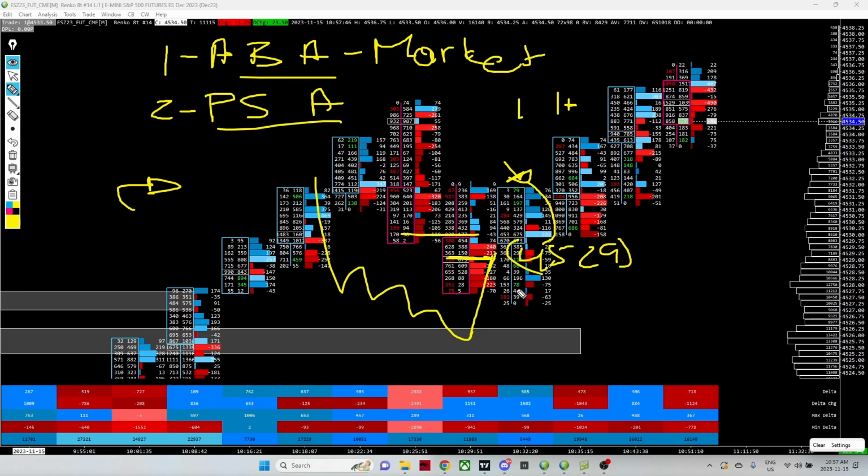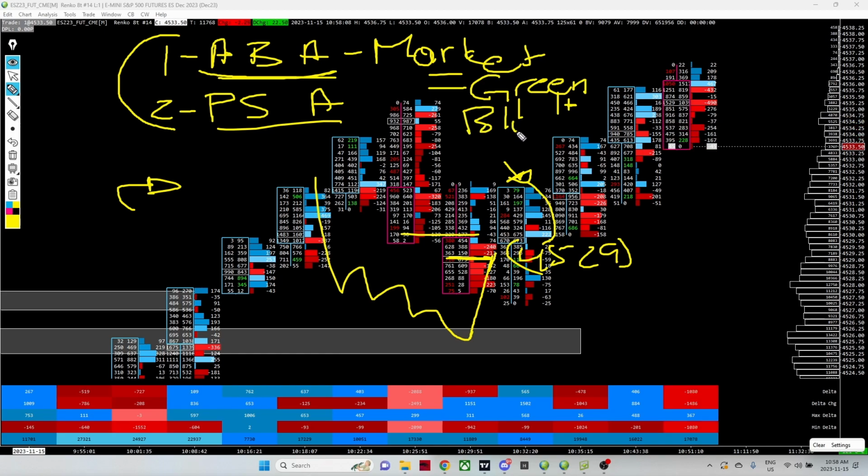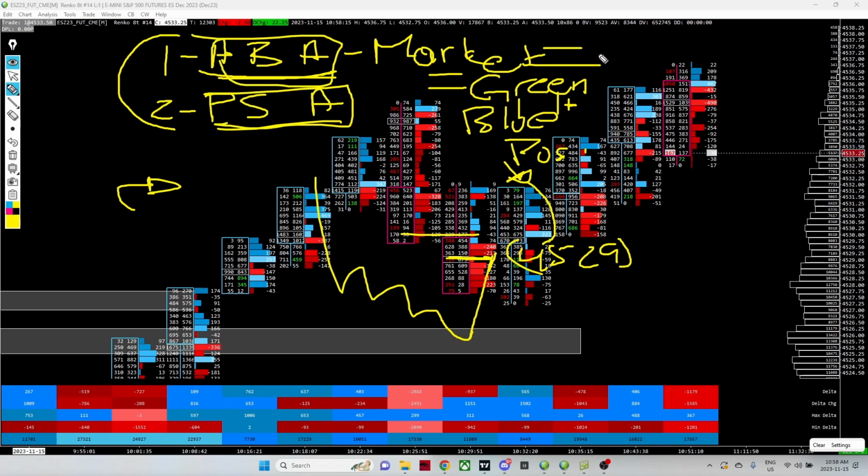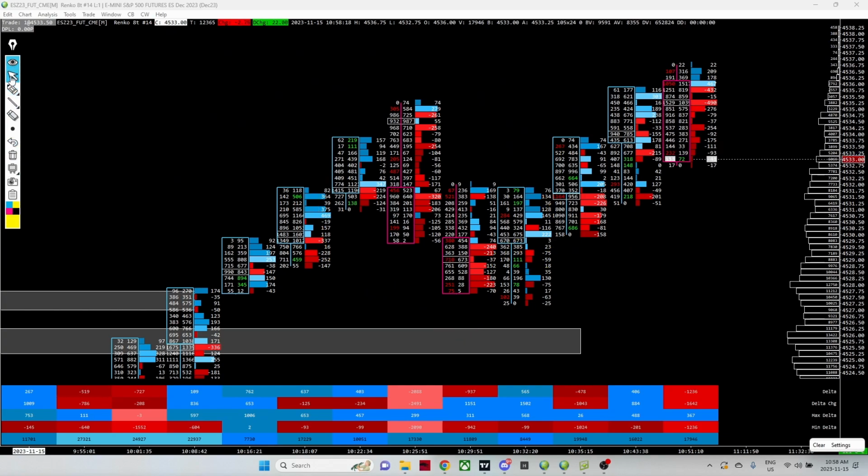Once your order gets taken, how does it get taken? It gets taken by an aggressive buyer buying the ask, right? You're selling to the aggressive buyer buying the ask. So the combination of these two orders equals green, or in my chart, blue, positive delta. Okay, so passive sellers and aggressive buyers equal positive delta. Why? Because their interactions or transactions happen on the ask.